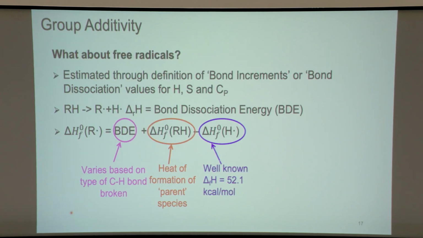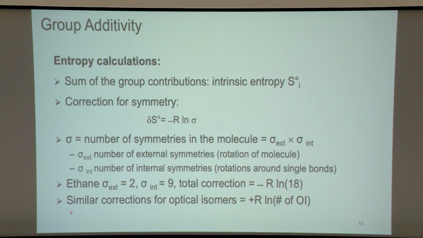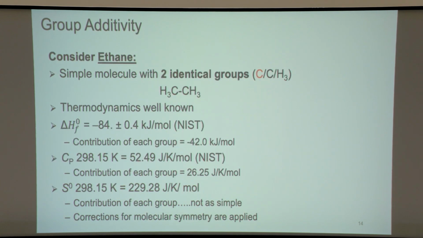And then, so this would give us everything we need for determining all the thermal data that you need for a molecule like ethane. Okay, you need the groups to get the heat of formation and the entropy, and then you need the groups again for the entropy, but then also some corrections for symmetry and optical isomers.